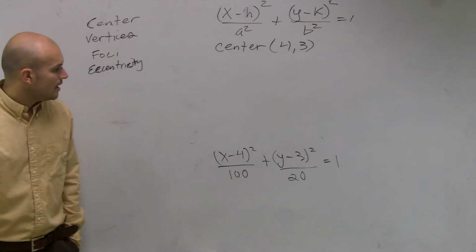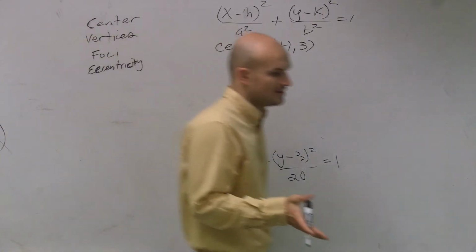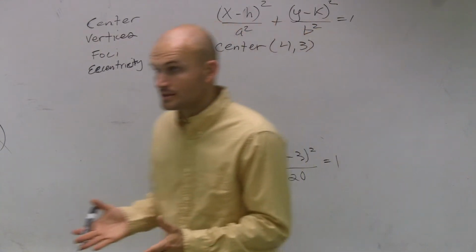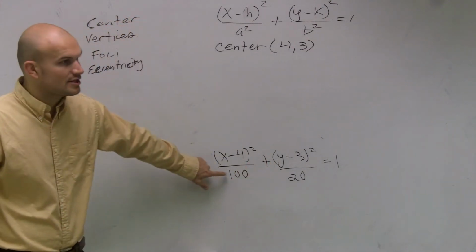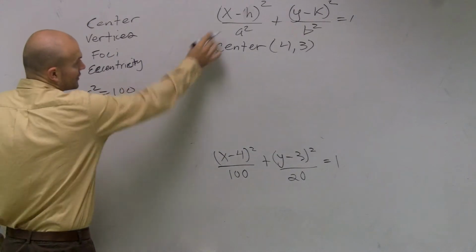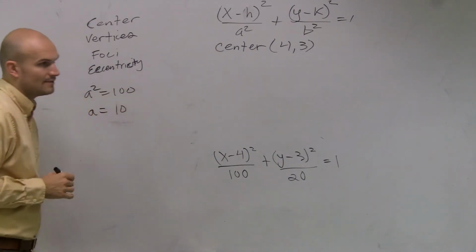But now to determine your vertices, remember your vertices lie on your major axis, right? Your vertices lie on your major axis. So therefore, I'm only going to be concerned about what a is. Well, I know that a squared equals 100 per that equation. So therefore, a equals 10.